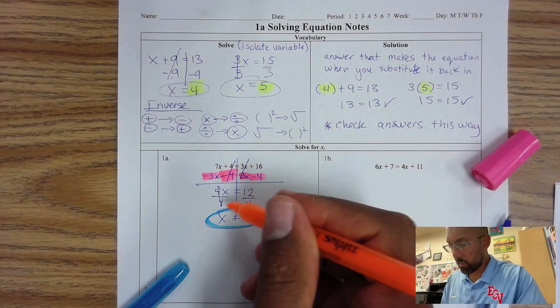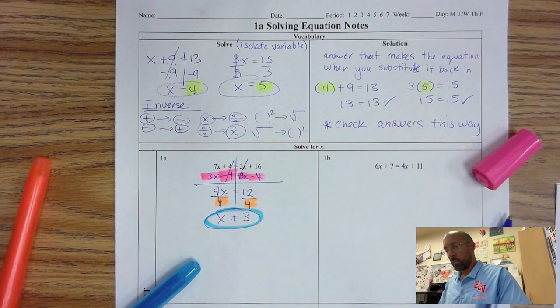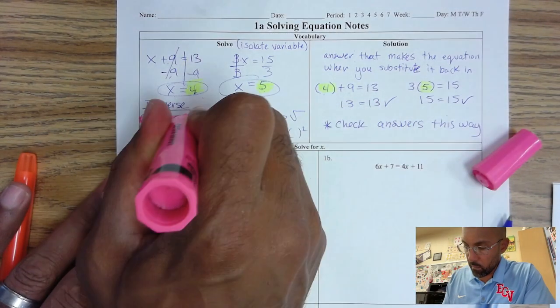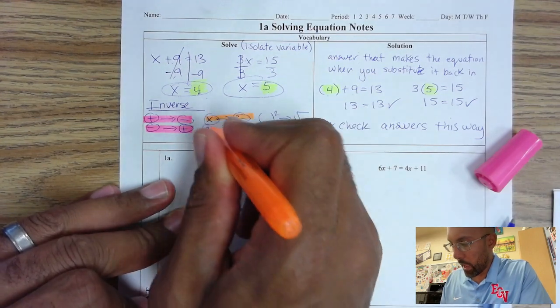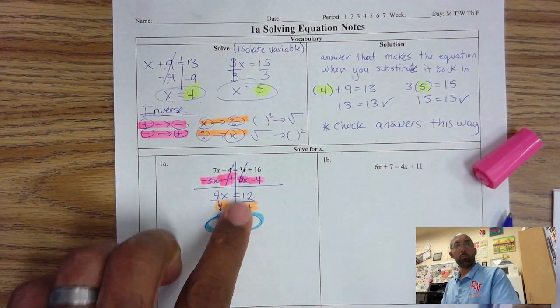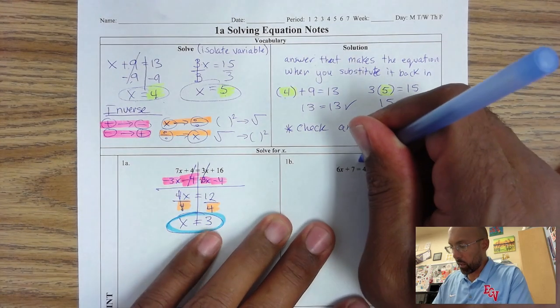Okay, and then in the last step here, we had to do division. I'm just highlighting the steps. So anything that we add or subtract, I do in pink. Anything where we divide or multiply, we're going to do in orange. Okay. All right, same thing here.